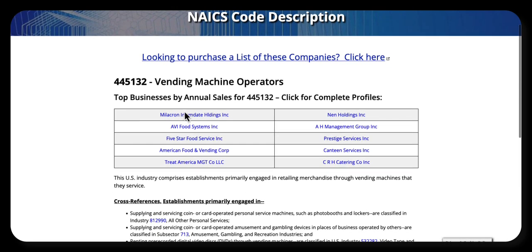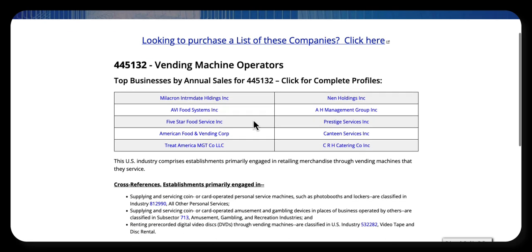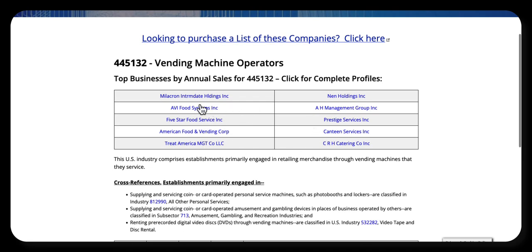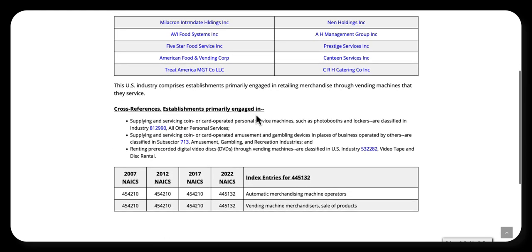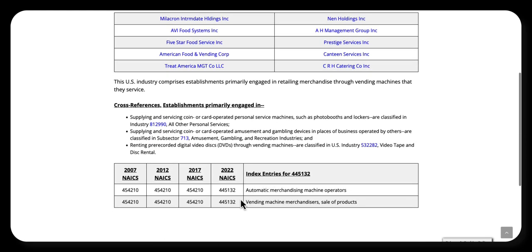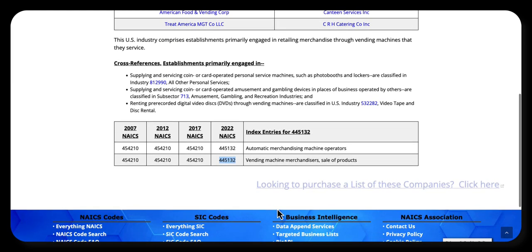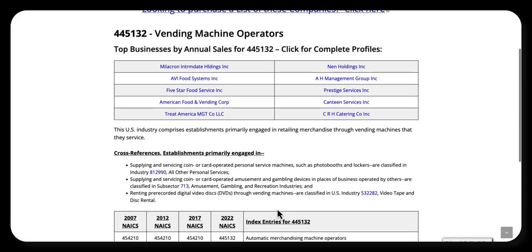You can see the top businesses by annual sales. So these are the heavy hitters, the big players in this particular industry. And you can see here, are you a vending machine merchandiser selling products, or are you a machine operator? So when you're looking for the specific code, this would be your specific code, should you be a vending machine merchandiser selling vending machines.